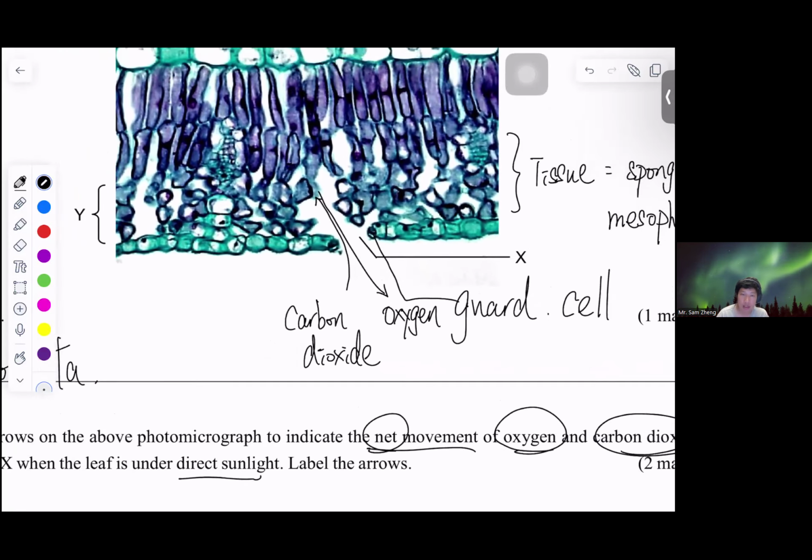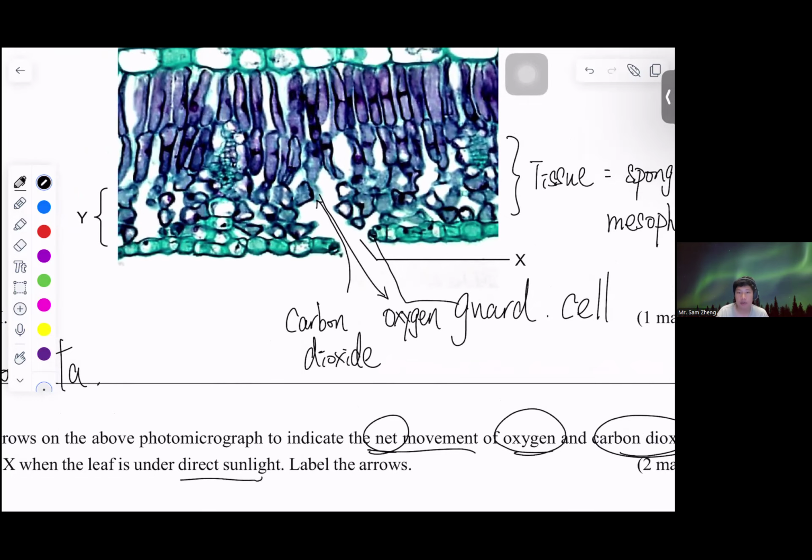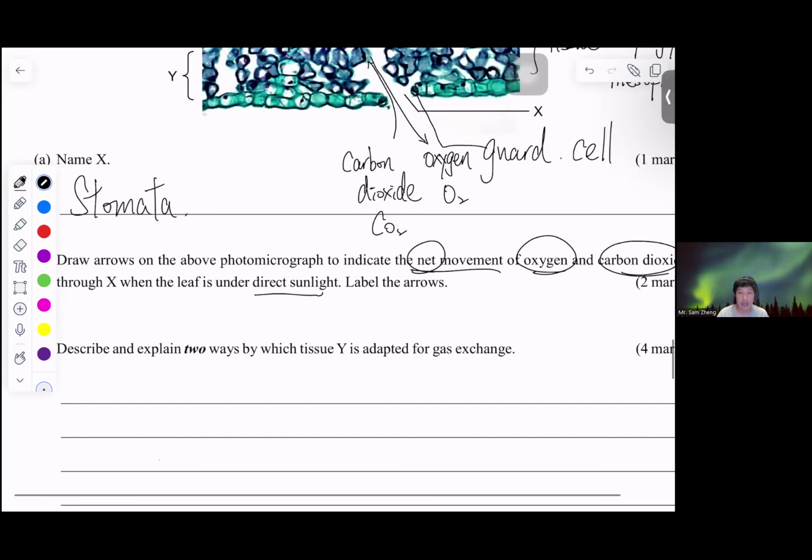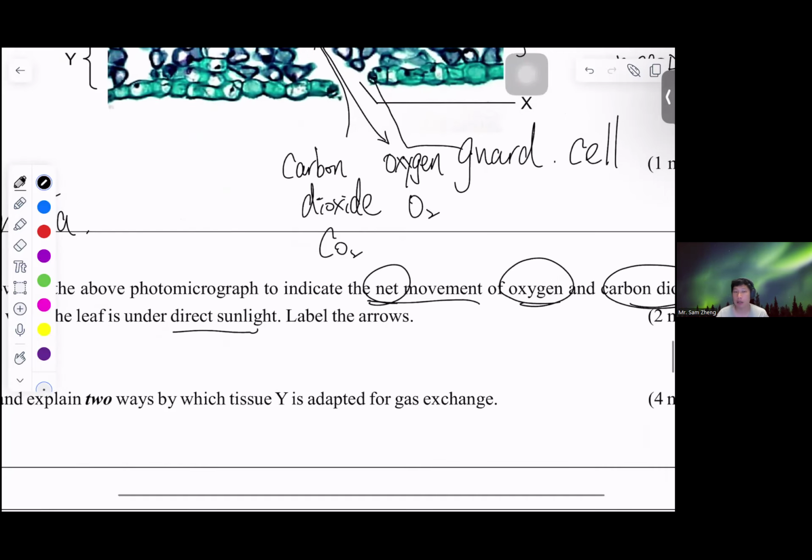Now, some students are very good. You can tell me how the arrow looks, but you use the chemical formula. So in this case, do you think I can give the mark to you?